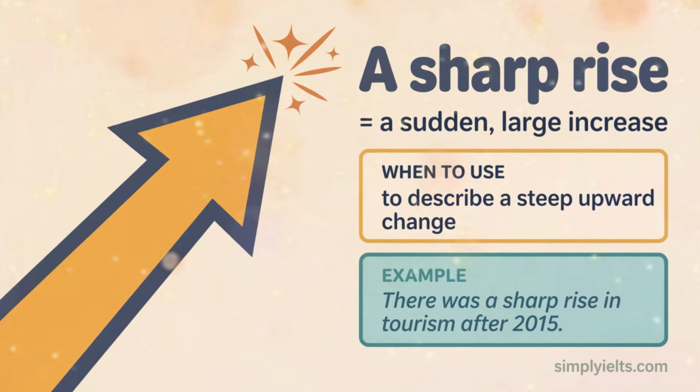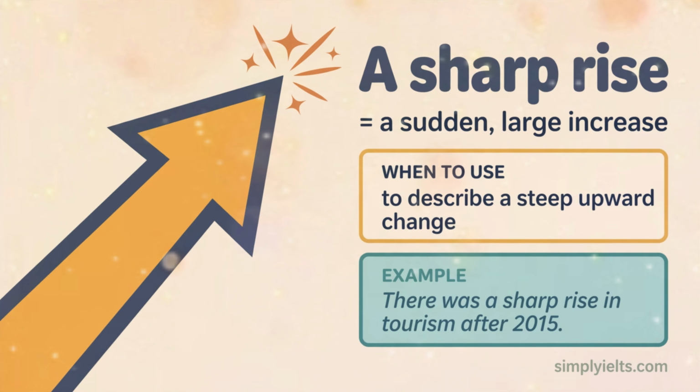When a figure stays at the same level without changing, we say it, remained stable. For example, the figure remained stable throughout the period. Use overtook when one figure surpasses another. For example, car production overtook bike production in 2010.